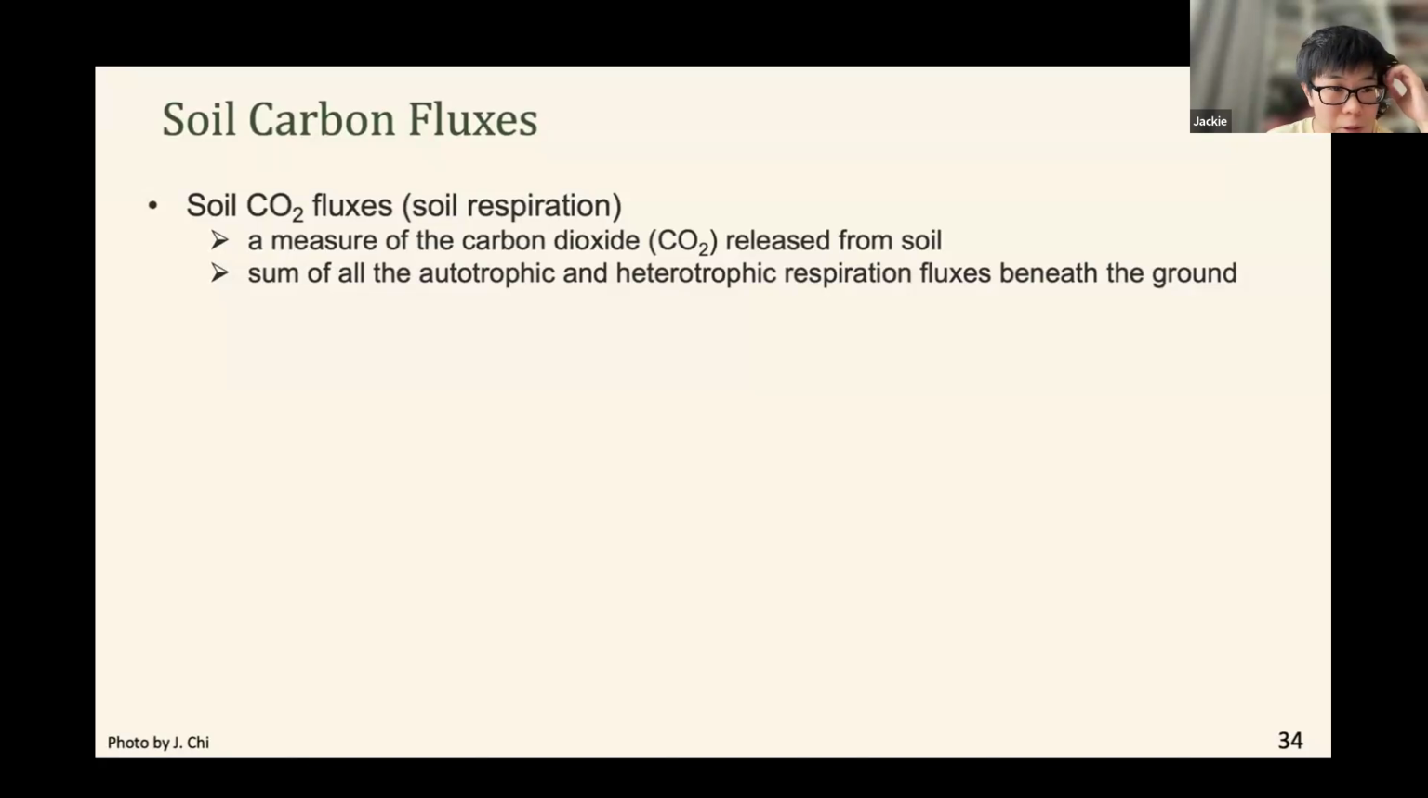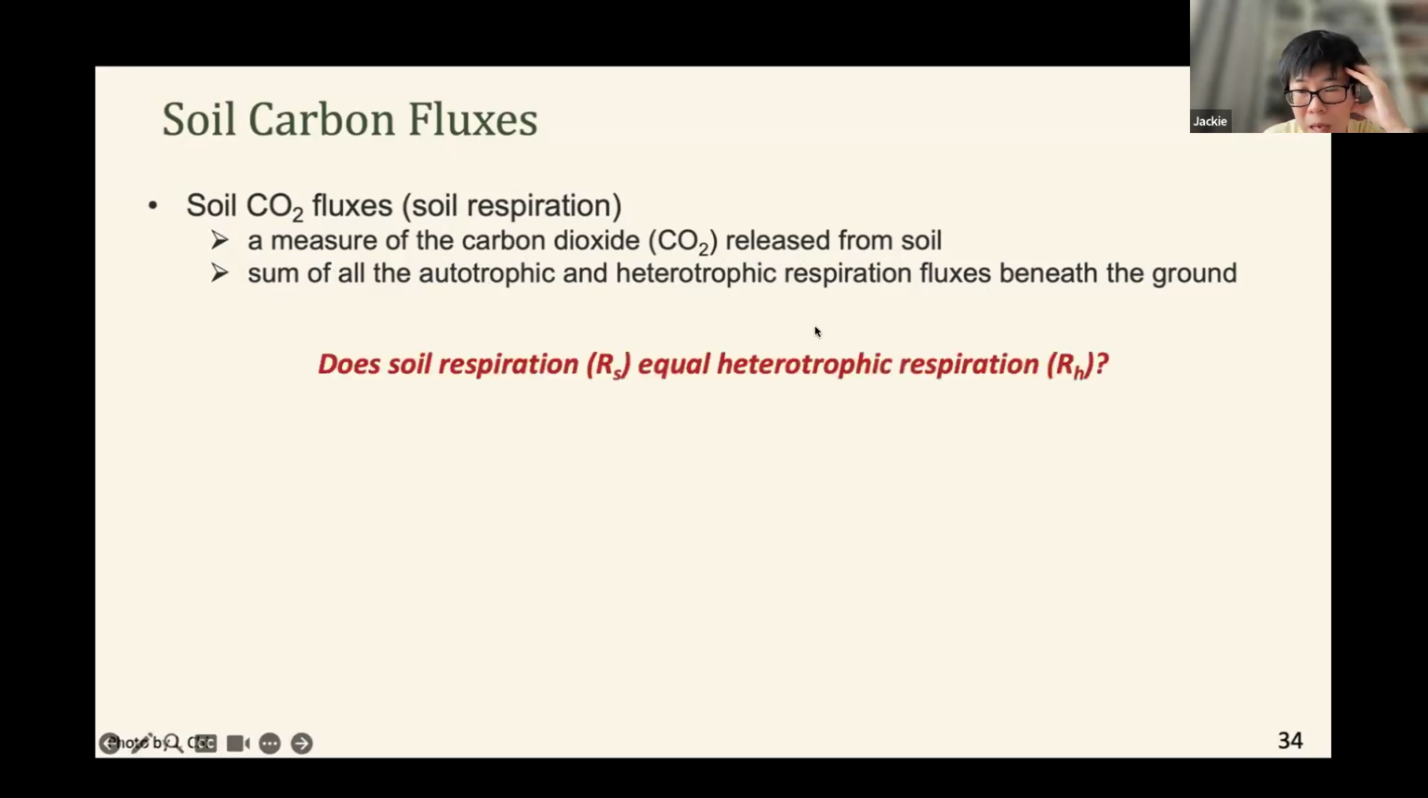So soil CO2 flux is a measure of carbon dioxide released from soil, very easy to understand. When we talk about soil respiration, it is actually the sum of all the autotrophic and heterotrophic respiration fluxes beneath the ground. But we have some exception. So I'm bringing up this question: based on this definition, does soil respiration equal heterotrophic respiration? Heterotrophic respiration is the CO2 release rate from SOM decomposition, so you can understand it as that. Would these two respirations be the same?